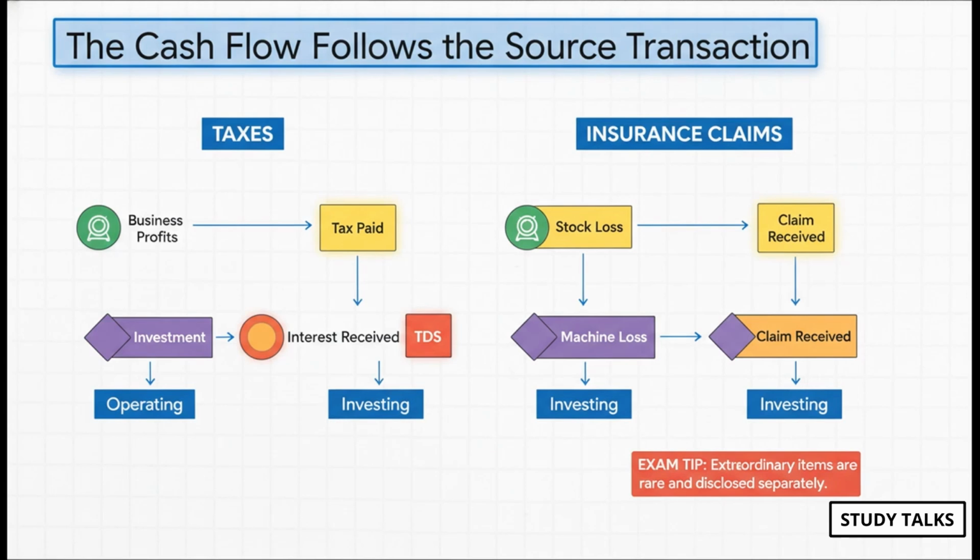Let's keep going with these tricky ones. The golden rule is simple. Always link the cash flow back to its source. So income tax you paid on your regular business profits, that's an operating outflow. But what about the TDS on interest you got from an investment? Well, since the interest itself is an investing inflow, the tax related to it is an investing outflow. Makes sense, right? Same logic for insurance. A claim for lost inventory relates to your day-to-day operations, so it's operating. A claim for a destroyed machine relates to a long-term asset, so it's investing. It all comes back to the source.